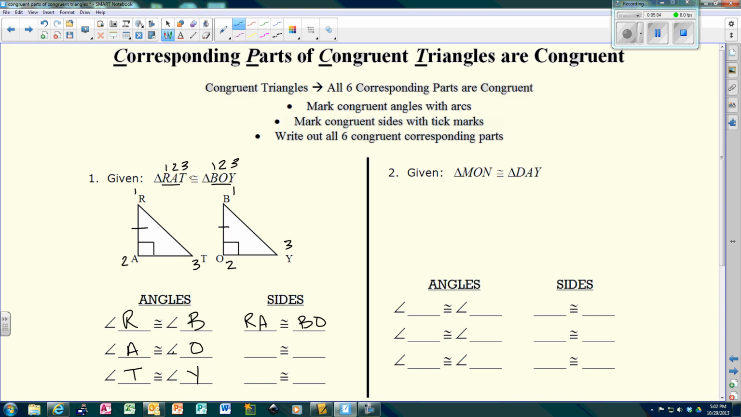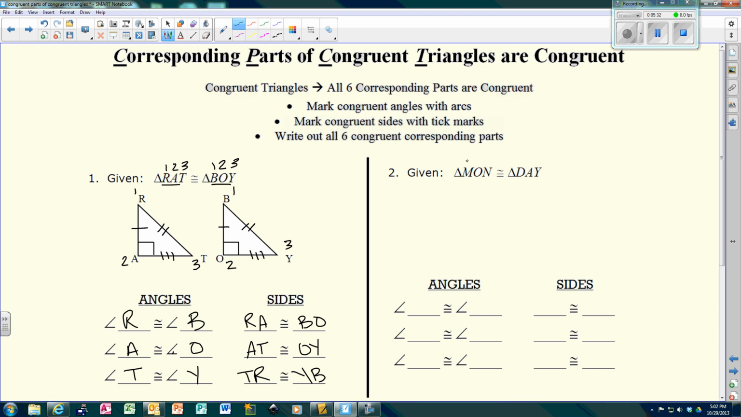Now what about 2, 3? AT. Then 2, 3 over here is OY. And what about 3, 1? TR. 3, 1, YB. So that means these two are congruent and these two are congruent. Notice they all three have different marks. So now how would I do that without a picture?